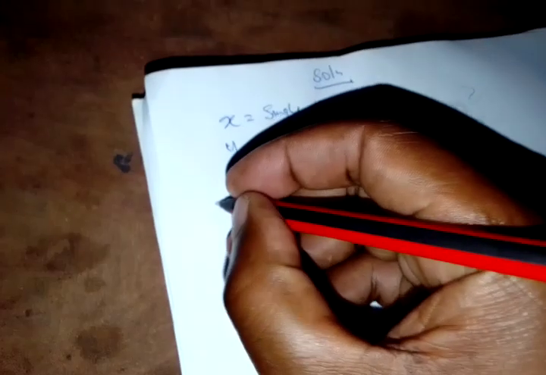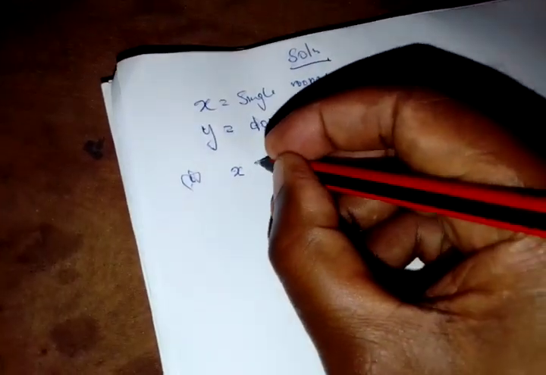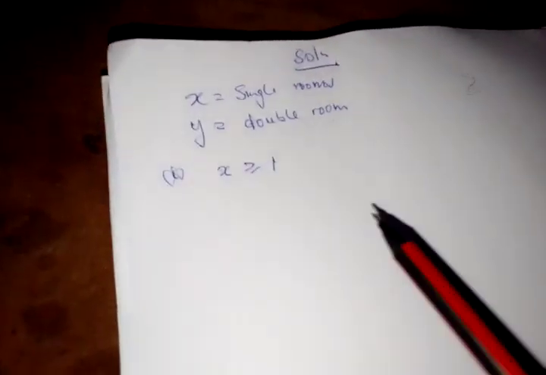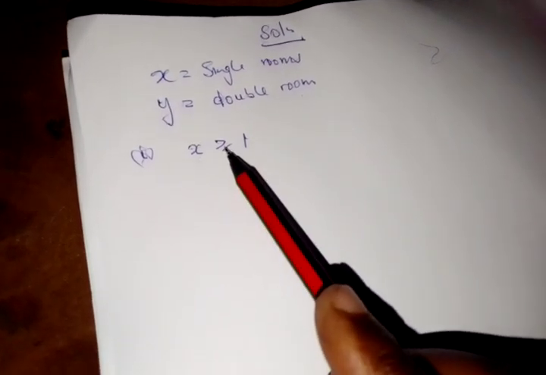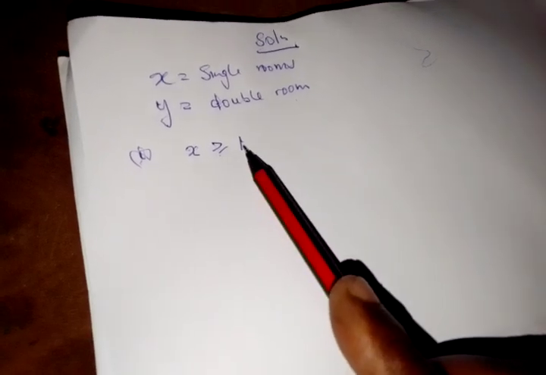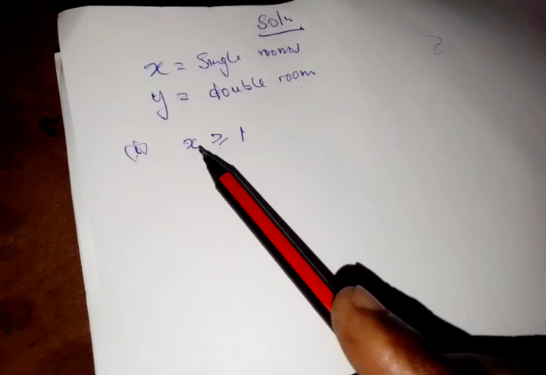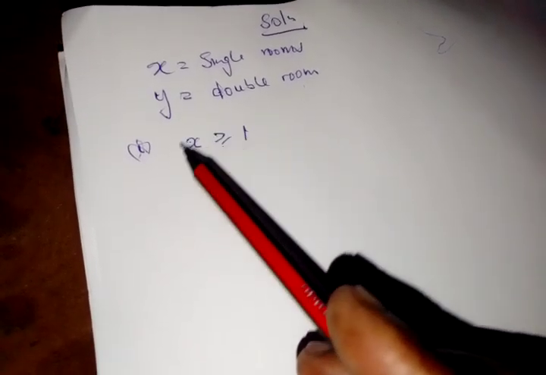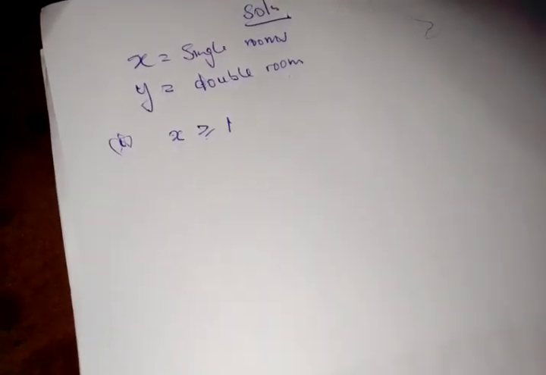So, inequality 1: at least means equal or more, so X should be greater than or equal to 1. That's what it means here. There must be at least one single room, and we express that statement like this. At least means greater than or equal to.